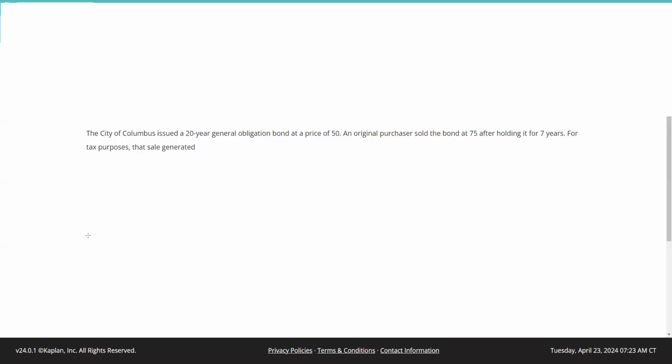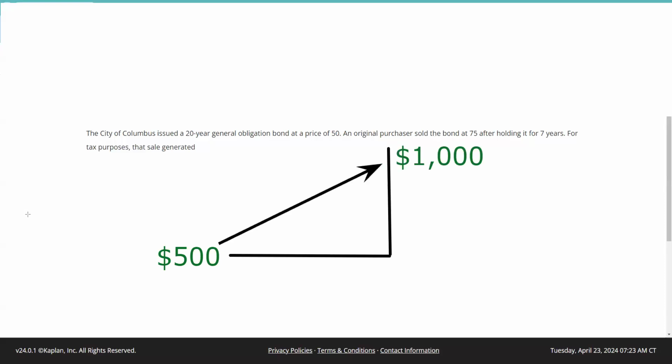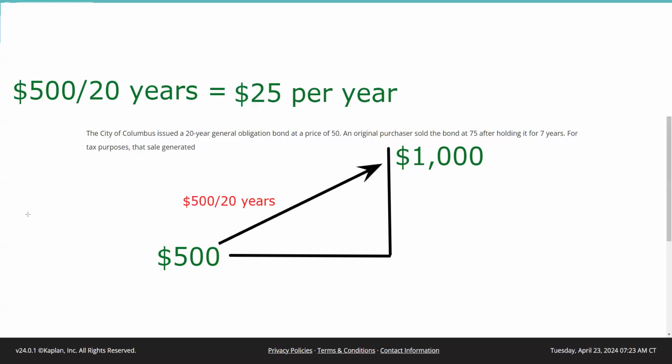All right, so we got to do accretion here to figure out the adjusted cost base, right? So we're paying 500, we're getting back 1,000, we're getting $500 over 20 years. And that component out of it, that imputed $25 a year, is tax-free because it is a muni bond, the issuer, the City of Columbus. So we're going to have to adjust our cost base up $25 each year. We don't owe taxes on that. If this was a corporate zero, we'd be paying taxes on the $25. But since it's a muni, the imputed interest is tax-free.